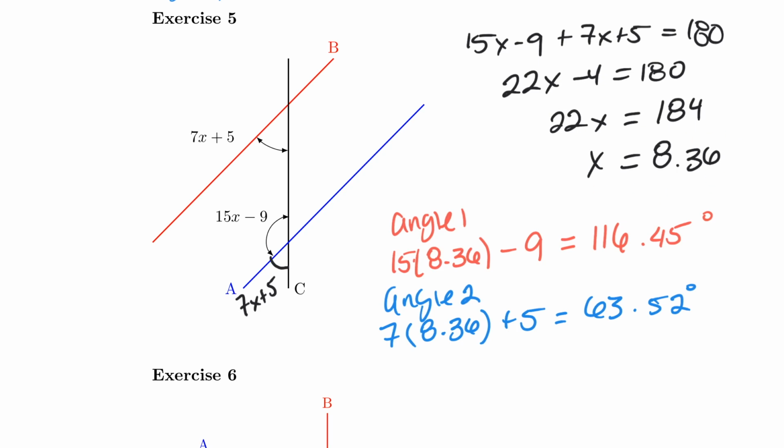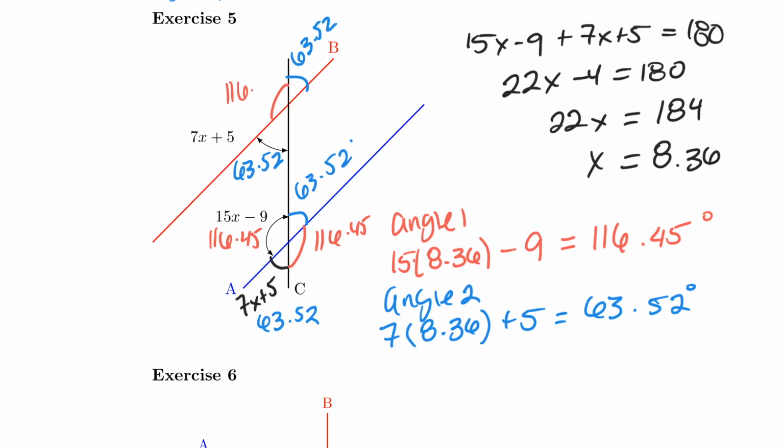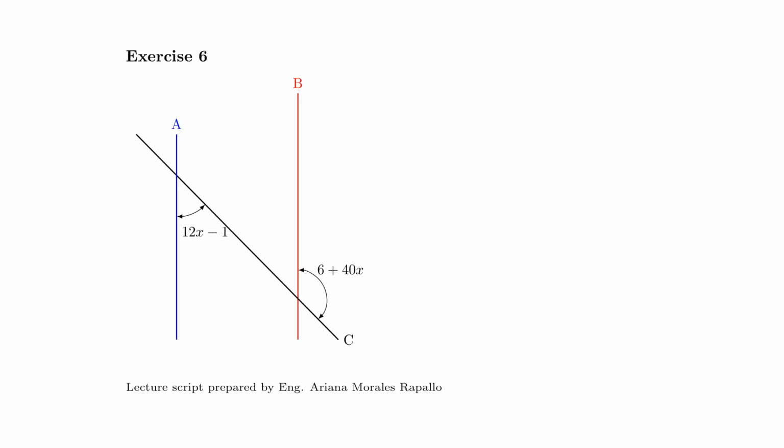Okay, so let's write it down. On the drawing, we have that this angle here is 116.45 degrees. This angle right here is 63.52. If this angle here is 63.52, this one is also 63.52, and this one is 116.45. Okay, so we also know that this one here is 63.52, this one here is 63.52 because of vertical angles. This one here is 116.45, and this one here is as well 116.45 degrees. Okay, so let's move on to the last exercise, exercise 6.